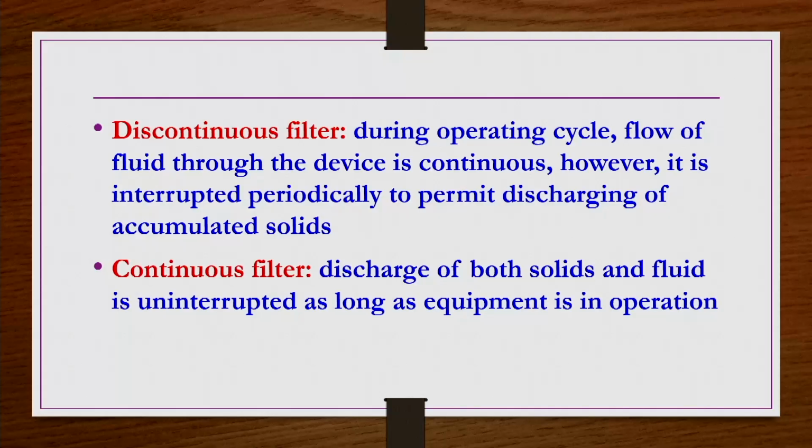So, in continuous filtration, discharge of both solids and fluid is in general uninterrupted as long as the equipment is in operational condition. So, this is the simple difference between continuous and batch filtration processes, right. There are many filtration equipment which operate either batch-wise or continuous-wise. There are also some equipment which operate in both continuous as well as batch mode.